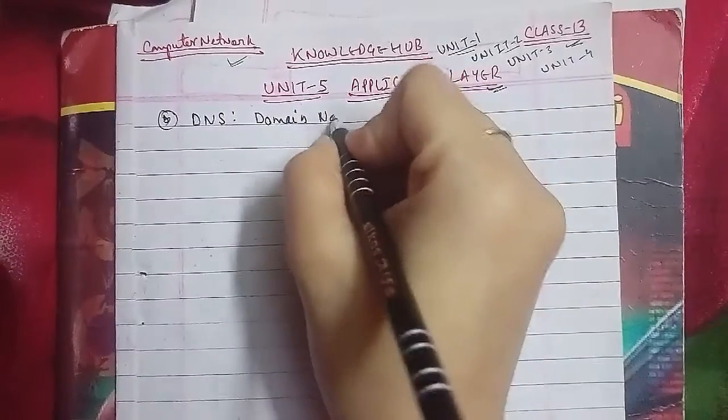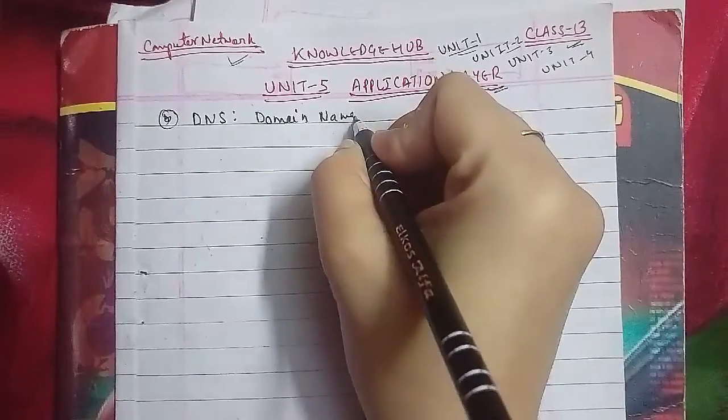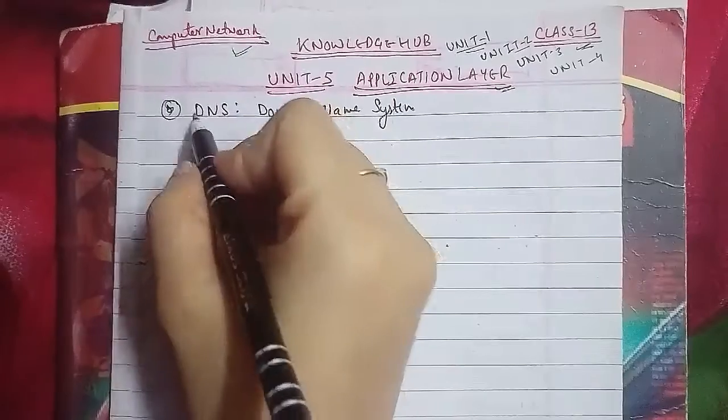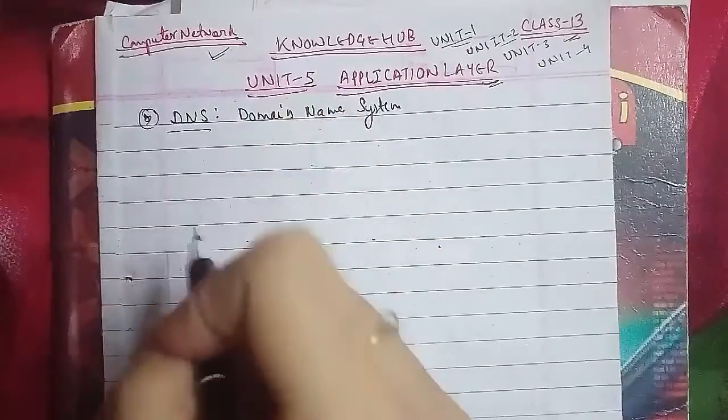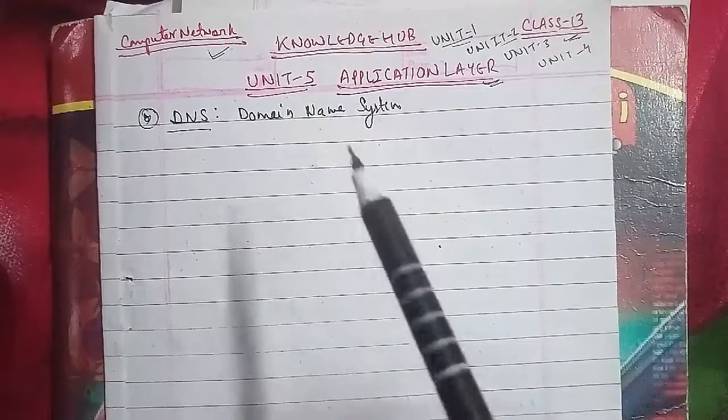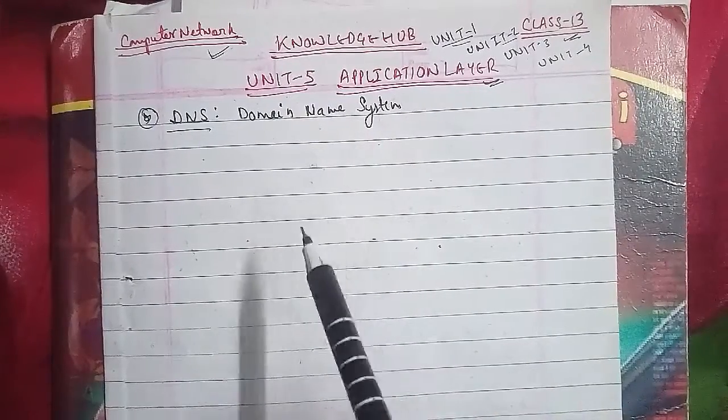system. The domain name system, DNS, is very important because it has been asked at least 5 to 6 times, and that too for 10 marks. So that is very important here. So you have to understand it. If you are making notes, you can just go ahead.